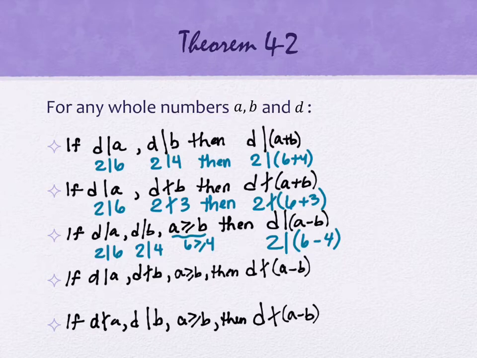And then it says, okay, well, let's disrupt the flow of things and let's make one of them not divisible. So we'll do 3. 2 divides 6. 2 does not divide 3. 6 is bigger than 3. So sure enough, 2 does not divide 6 minus 3. 6 minus 3 is 3. It's odd.